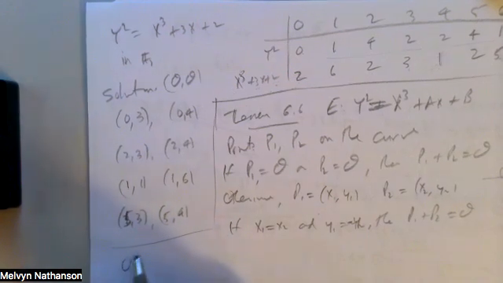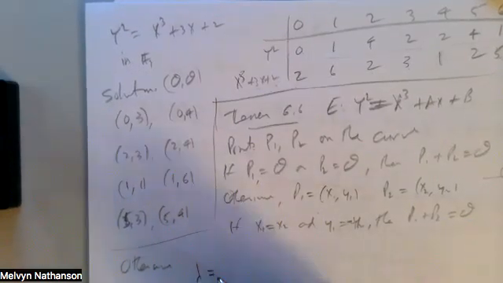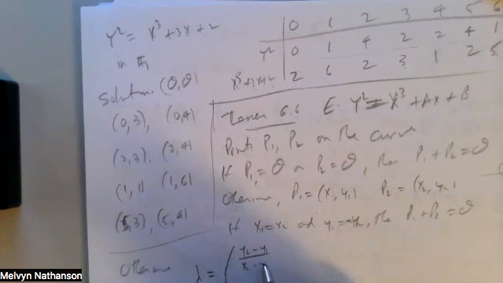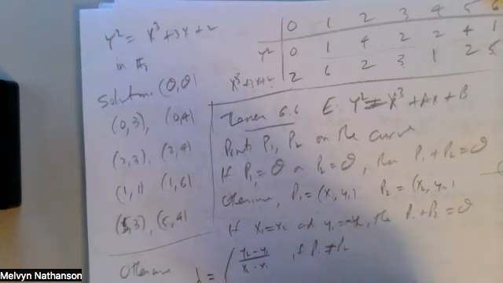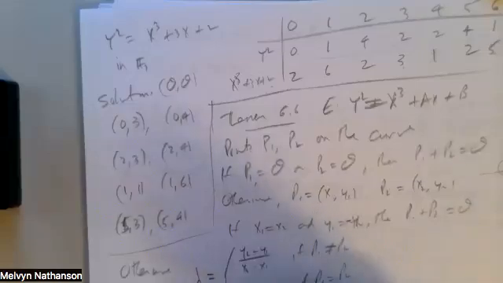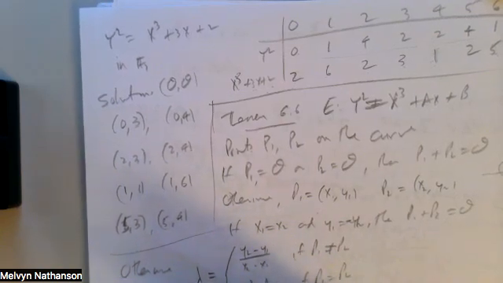Otherwise, define lambda as follows. Lambda is going to be the slope of the line joining the 2 points in the usual sense, y2 minus y1 over x2 minus x1, if P1 is different from P2. So we don't have x1 equals x2, so this is a non-zero denominator. But if P1 equals P2, I can't take x1 equal x2, but I have 3x1 squared plus a over 2y1.